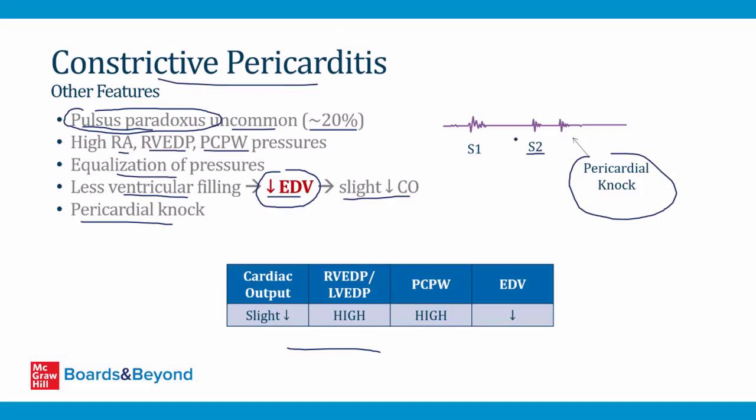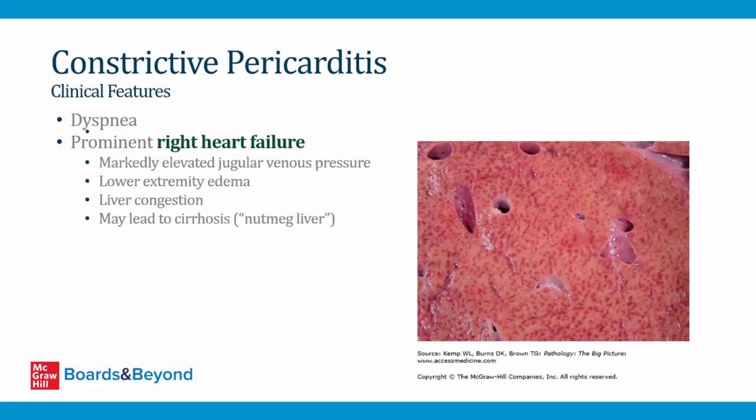The main clinical complaint of patients with constrictive pericarditis is dyspnea, and this is because their left atrial pressure is high and there can be fluid in the lungs. The other thing to know about constriction is that there is very prominent right heart failure.